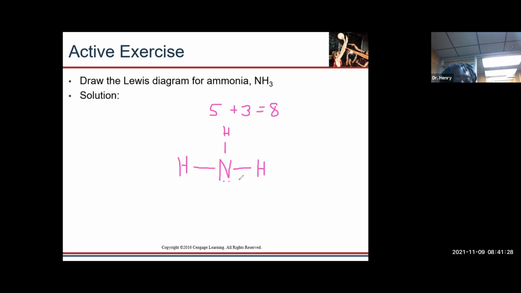Now, if we count what's around the nitrogen, that's 2, 4, 6, 8 around the nitrogen. So nitrogen reaches its octet. So nitrogen is happy. Hydrogen only wants 2 electrons around it. So that's 2 around this hydrogen, 2 around this hydrogen, 2 around this hydrogen. So hydrogen is happy. And so everybody's happy in this regard. You guys see that?